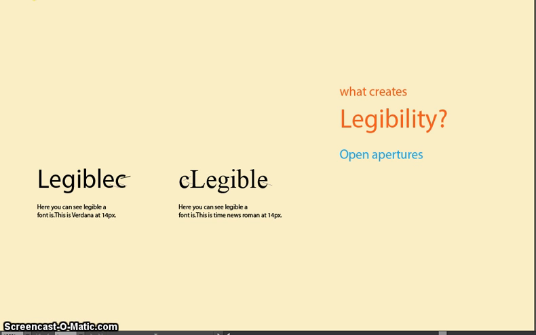Next we talk about open apertures. Here it's apertures, and we can see the space. This one is bigger than this one, and the e right here is bigger than this one too. So we can note that open aperture is one critical point to make text legible.